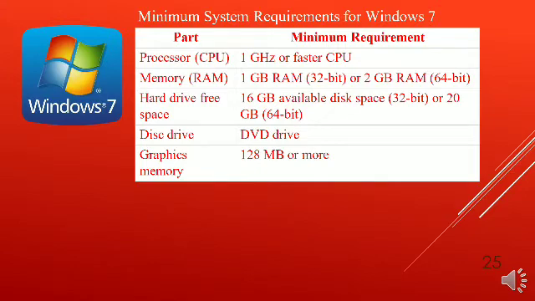Minimum system requirements for Windows 7. The parts: processor or CPU, minimum requirement 1 GHz or faster CPU. The memory or RAM: 1 GB RAM for 32-bit or 2 GB RAM for 64-bit.